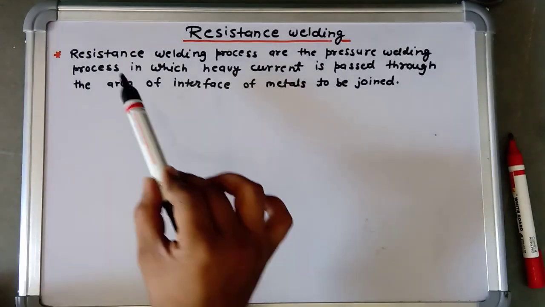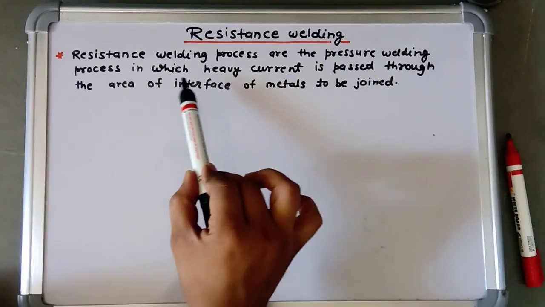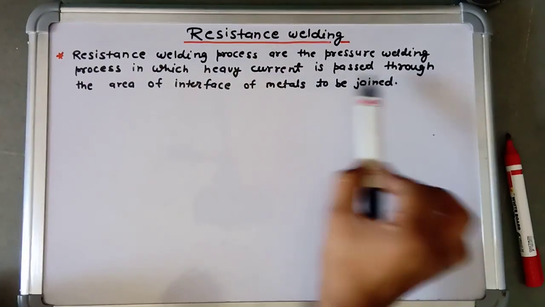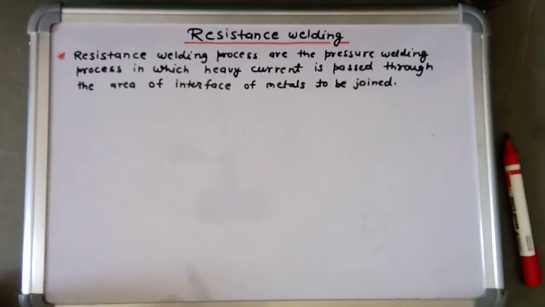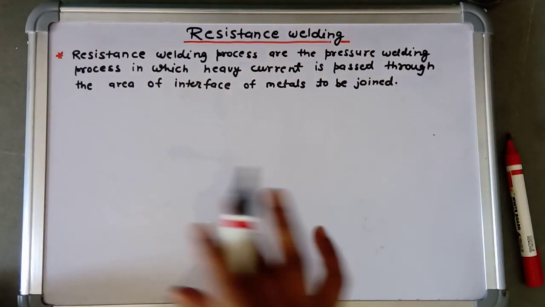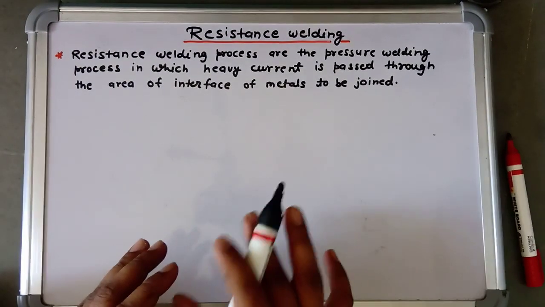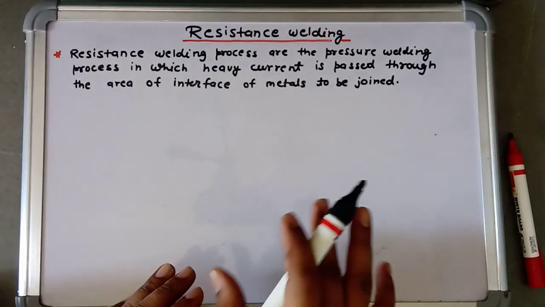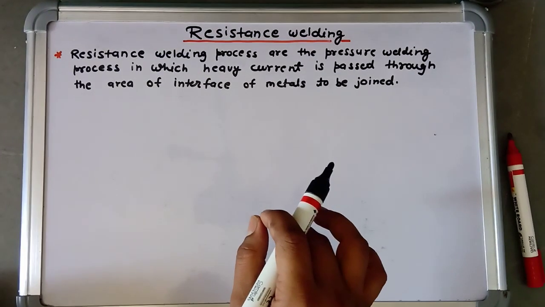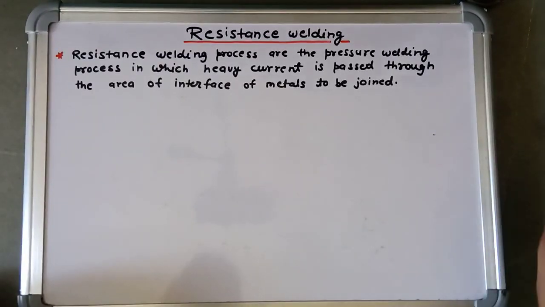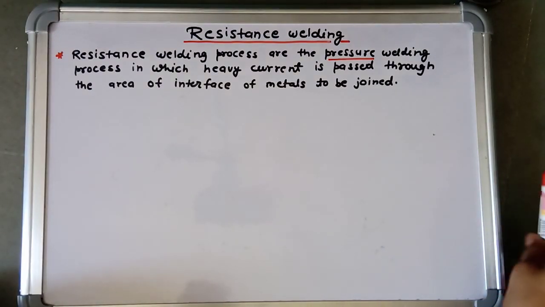So basically, resistance welding is a pressure welding process in which heavy current is passed through the area of interface of the metals to be joined. In electric arc welding we use just a high current to produce the heat. We don't use pressure in electric arc welding, but in the resistance welding process the pressure is very important to weld the metal.